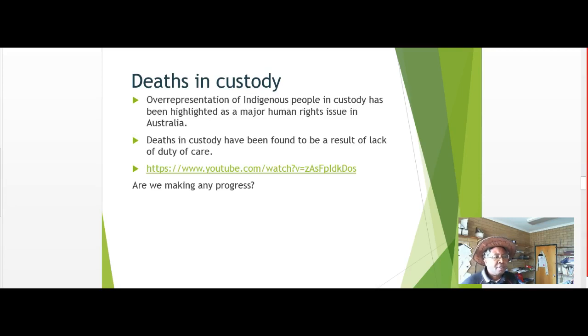It's a long time now since the Royal Commission, but it demonstrated clearly the overrepresentation of Indigenous people in custody who end up taking their lives, but also the overrepresentation to this day of Indigenous people in prisons. It was also found that deaths in custody were a result of lack of duty of care. And given that those deaths are continuing to this day, it would be interesting to know whether we have made any progress. So I suggest you look at the Royal Commission, look at the recommendations they made, and see whether they are being followed or not.